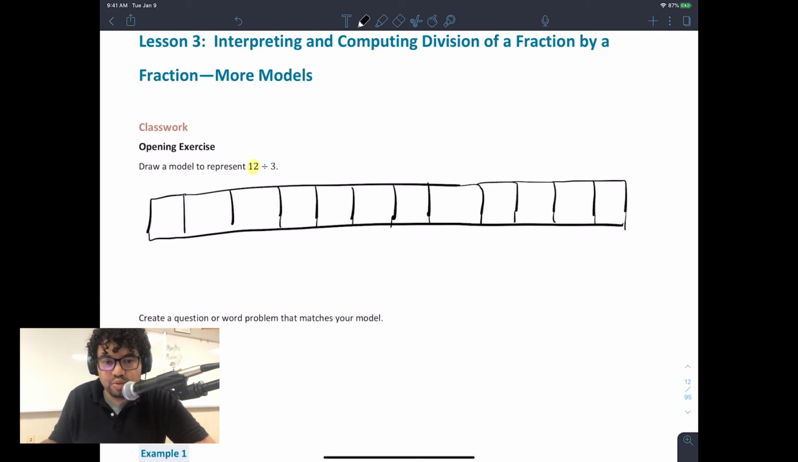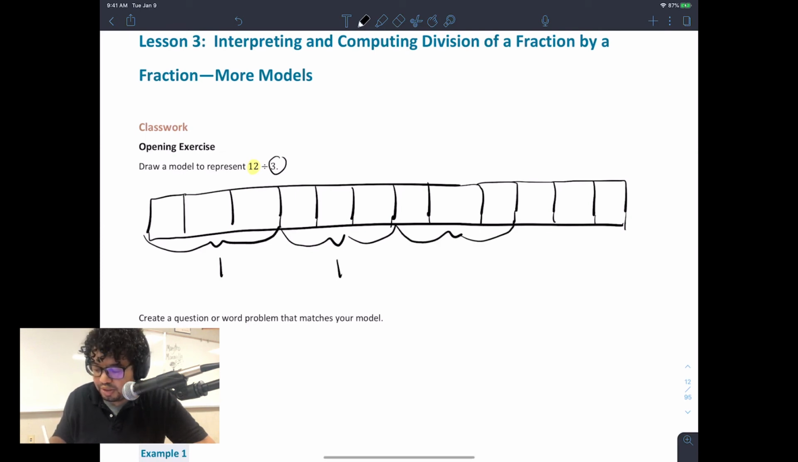Out of those 12 boxes, I need to break them into groups of 3, and then see how many groups I can make. 1, 2, 3, that's 1 group. 1, 2, 3, that's another. 1, 2, 3, that's 1 more. And finally, I can do 1 last group of 3. Then I just add how many groups I was able to make: 1, 2, 3, 4. So my answer is 4.